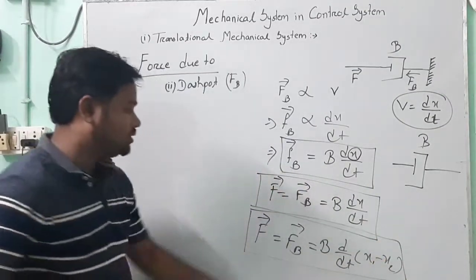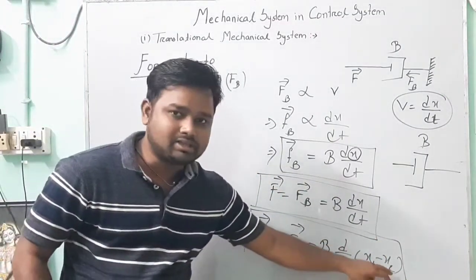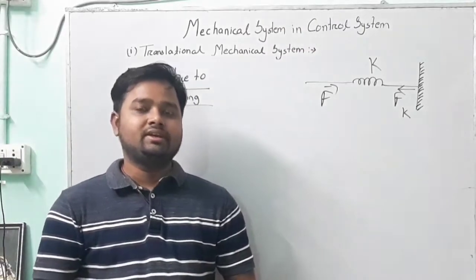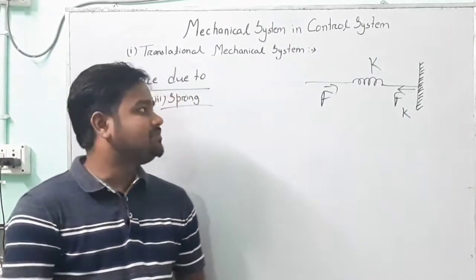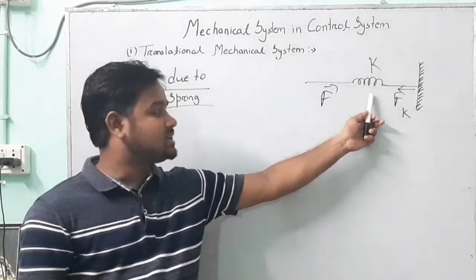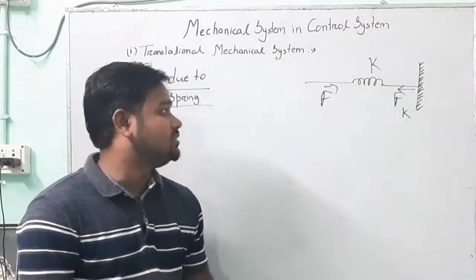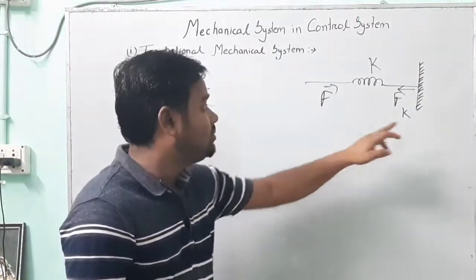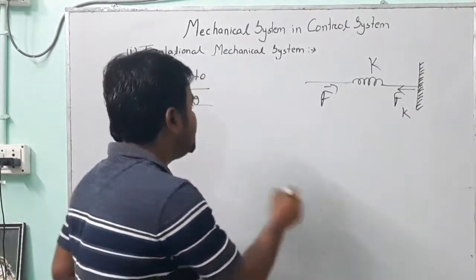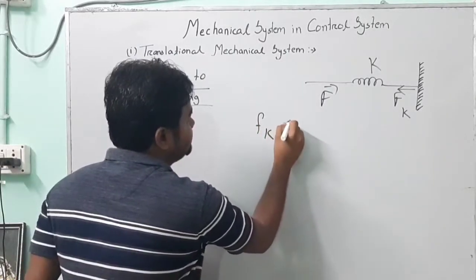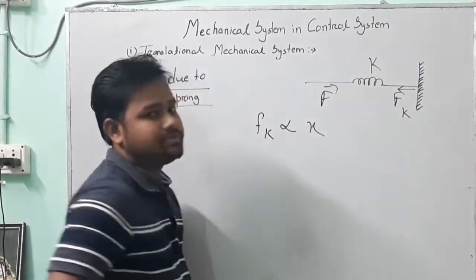b is equal to d by dt of x1 minus x2. Now we will study the force due to spring. If the spring K is connected here in the same manner as the previous one, with one side fixed and one side open, then the force applied here in one direction is F, and the opposing force is F of K.